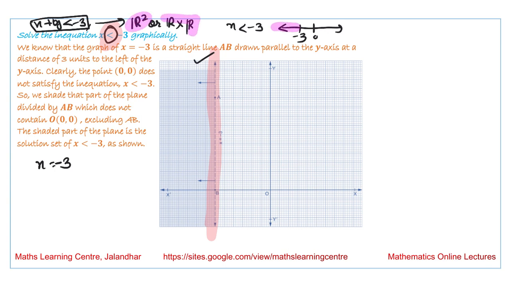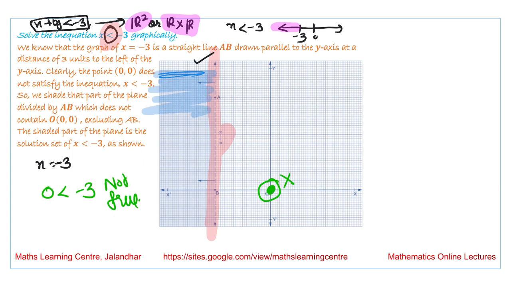We are considering the replacement set to be R cross R, and this is the line x is equal to minus 3, which is parallel to the y axis. If we substitute the point 0 0 in this, we obtain 0 is less than minus 3. This is not true, so this point is not part of the solution. The region of solution will be the portion on the left side of this line. Any point on the left side of this line, excluding the points on the line, represents the solution set.